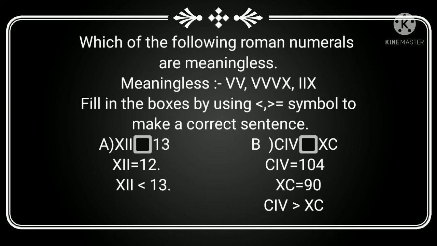When we are going to compare it, we need to convert it first into Hindu-Arabic. CIV stands for 104 and XC stands for 90. As 104 is greater than 90, so we will write CIV greater than XC.